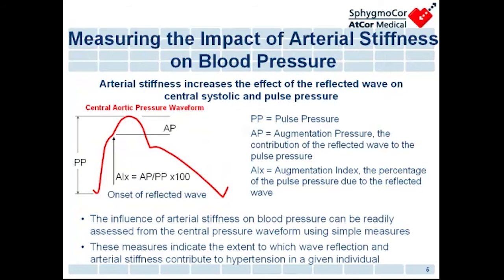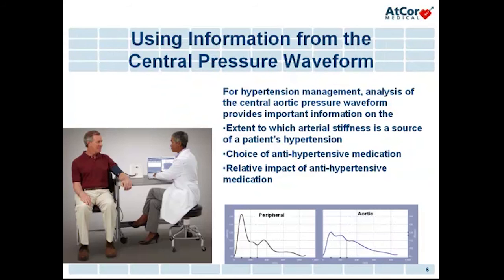So if we want to measure the impact of arterial stiffness on blood pressure, let's remind ourselves again about the pulse pressure, the augmentation pressure, which is the contribution of the reflected wave to the pulse pressure, and the augmentation index, which is derived, a percentage of the pulse pressure due to the reflected waves. And the influence of arterial stiffness on blood pressure can be readily assessed from the central pressure waveform, and this is very simple to do. These pressures indicate the extent to which wave reflection and arterial stiffness contribute to hypertension in a given individual, and it can make a difference in how you treat a patient.